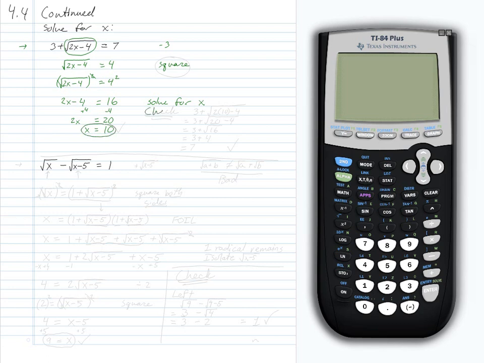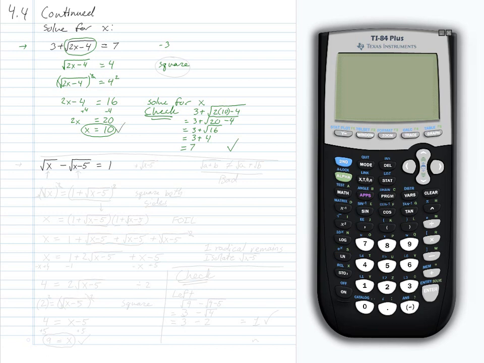Now we want to check. So going back to our original equation, 3 plus the square root of 2 times 10 minus 4. That's 3 plus the square root of 20 minus 4. In other words, 3 plus the square root of 16. And the square root of 16 we know is positive 4, not negative 4. We always take the principal square root, which gives 7. And that's what we were hoping to accomplish.